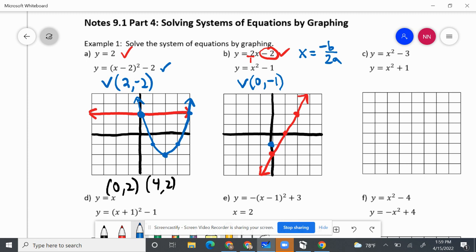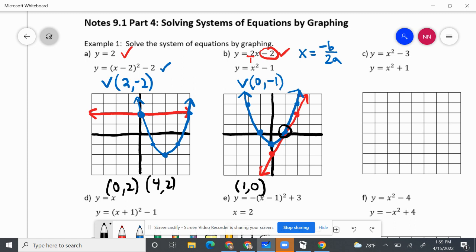I'm going to follow the same pattern. If something is 1 away from the vertex, 1 squared is 1, and 2 squared is 4. So I draw my graph, and I see that in this case, it crosses once. So that ordered pair would be 1, 0.